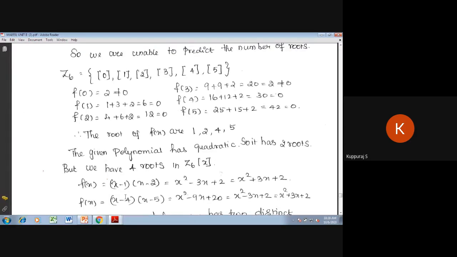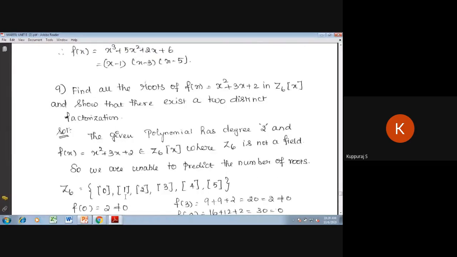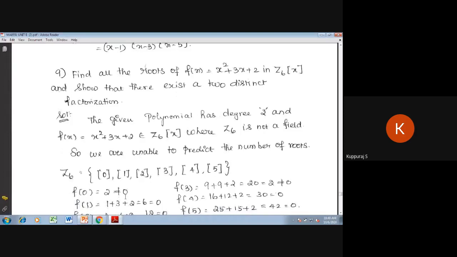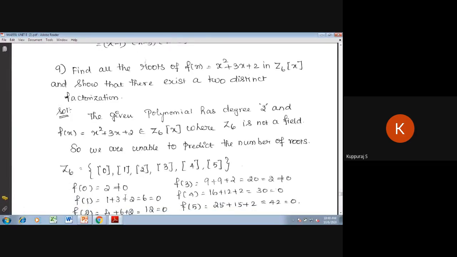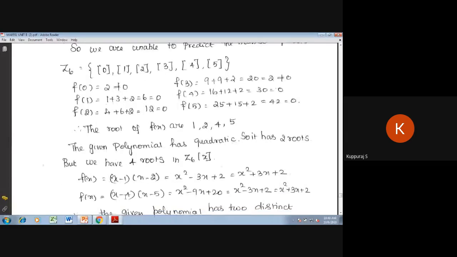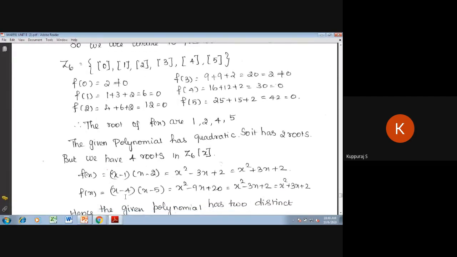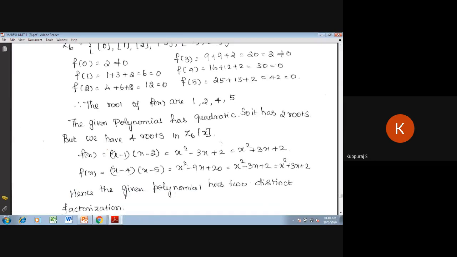So in the question they have asked for the given polynomial to be expressed in two distinct factorizations. Ultimately we formed the given polynomial expressed as two distinct factorizations.